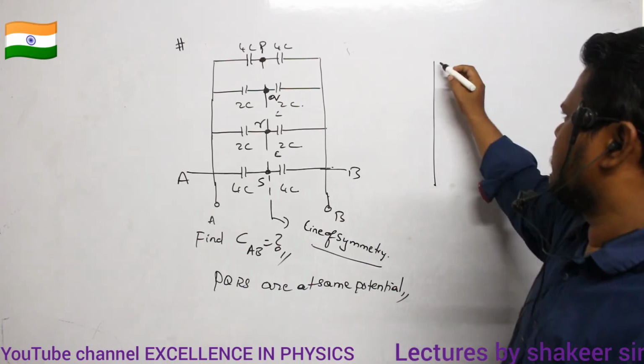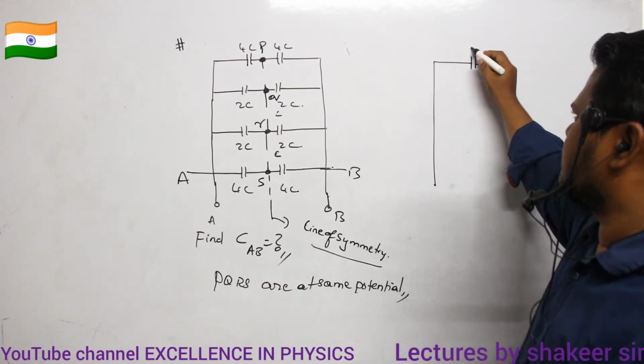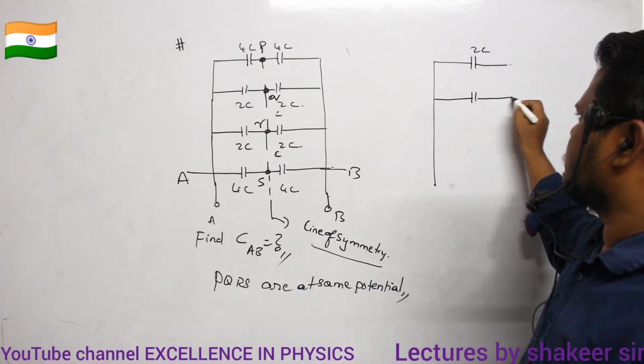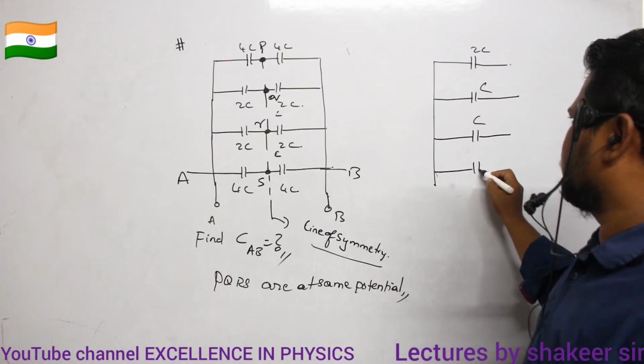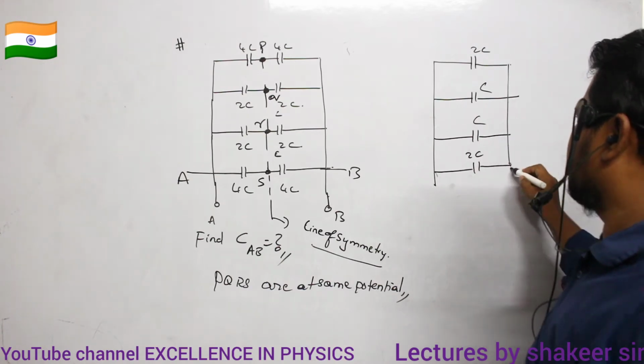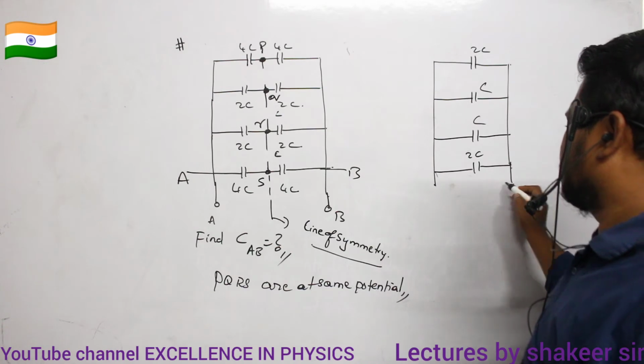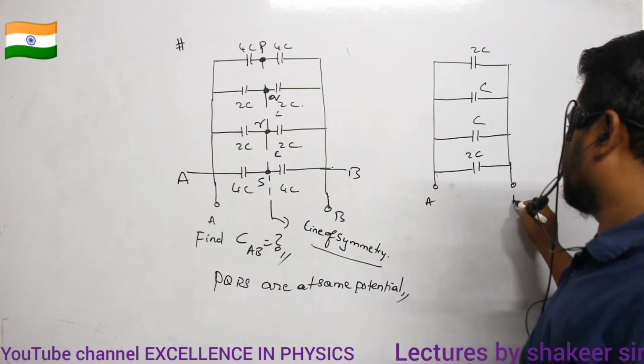So if they are connected in series, what is the equivalent capacitance? 4C and 4C will become 2C, 2C and 2C will become C, 2C and 2C will become C, and 4C and 4C will become 2C. That's all, no? So this is the equivalent circuit which I got. Clear?